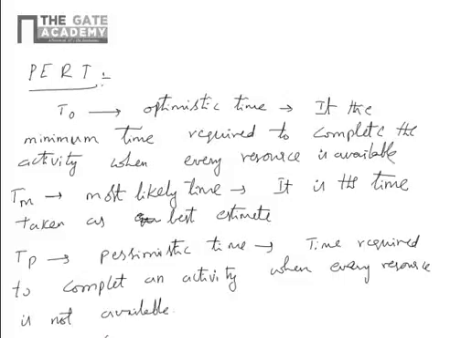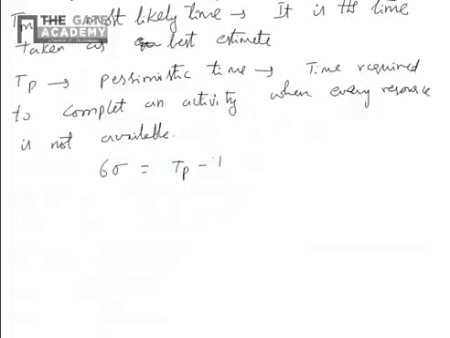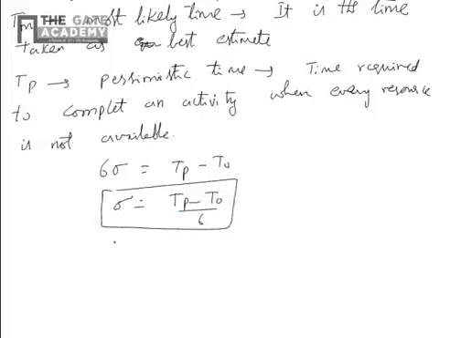6 sigma equals T pessimistic minus T optimistic. So standard deviation equals pessimistic minus optimistic by 6. Variance equals standard deviation squared: T pessimistic minus T optimistic by 6, whole squared.